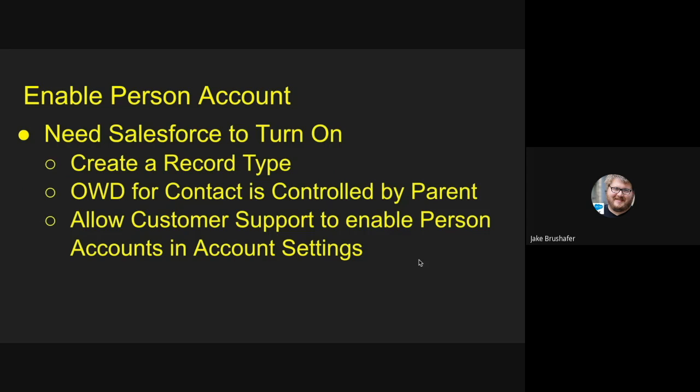So in order to enable person accounts, you don't have to have Salesforce turn it on anymore, but you do need to create a record type. You set your order defaults or contacts to controlled by parent, and you also allow for customer support to enable person accounts in the account segment. Once you enable that, you can have person accounts enabled in your org, and then you can use that. So it's not something you can easily do right away, but you can turn it on for yourself.